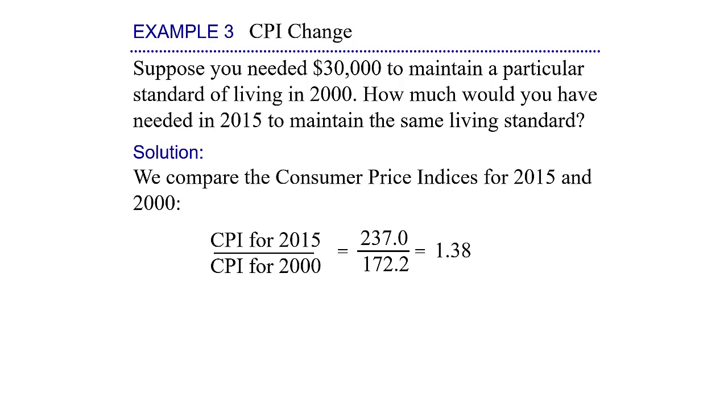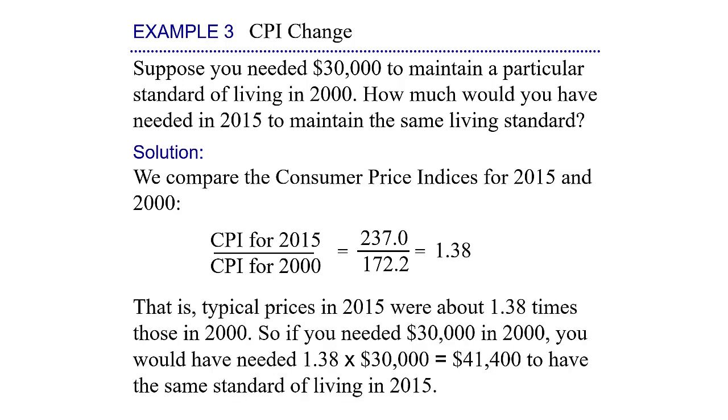We get a ratio of 1.38. And so we know that 2015 is about 1.38 times as much, right? Things cost about 1.38 times as much as it did in 2000. So if you need 30,000 in the year 2000, all you have to do is multiply that number by this consumer price index ratio of 1.38, and it gives you 41,400 is what you need.